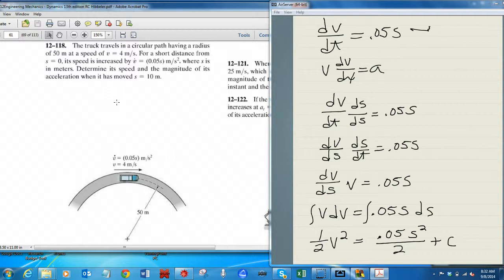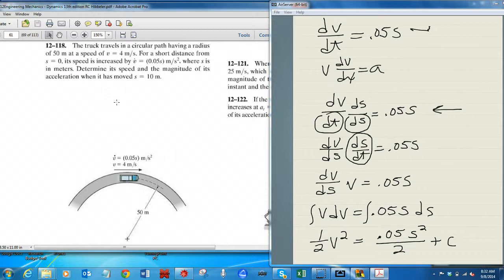Okay. This guy right here, I just threw in the dS over dS. That's one. Then what I did is I took this piece and this one, and I just switched them. So that's a dV/dS and a dS/dt right here, and that is the derivative of the position, which is velocity. So far, so good.